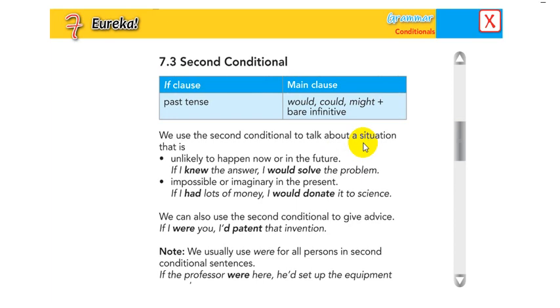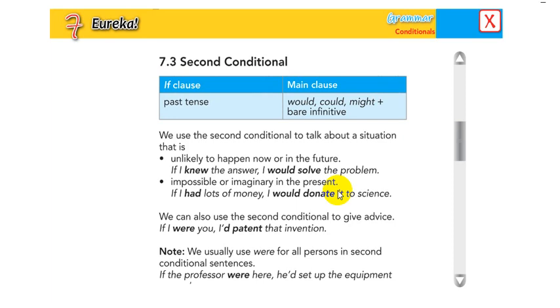If I'm talking about things that will probably happen, we use the first conditional. But if I'm talking about things which are unlikely to happen in the present or the future, we use the second conditional. So, for example, if I knew the answer, I would solve the problem, which means then I don't know the answer, so I can't solve it. We also use it to talk about a situation that's impossible to happen in the present. Like, for example, if I had lots of money, I would donate it to science. Or if I had a lot of money, I would buy a car.